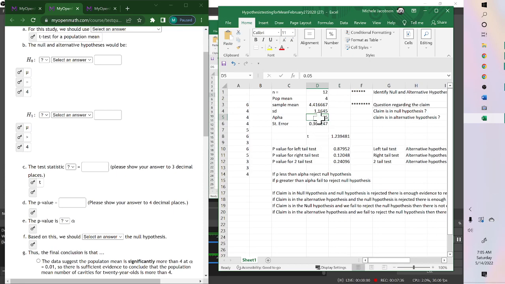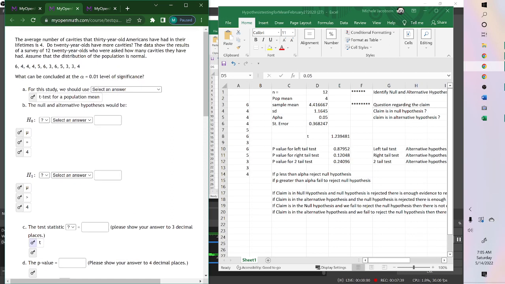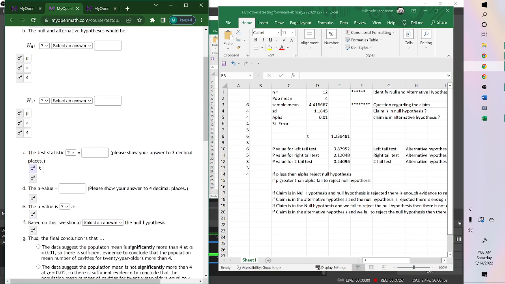Alpha is 0.01. We didn't need standard error, so we can just delete that. And then our t-value, 1.239. P-value, we were testing a right tail again because it was greater than. Sometimes on these they want the percent, so you just multiply by 100.